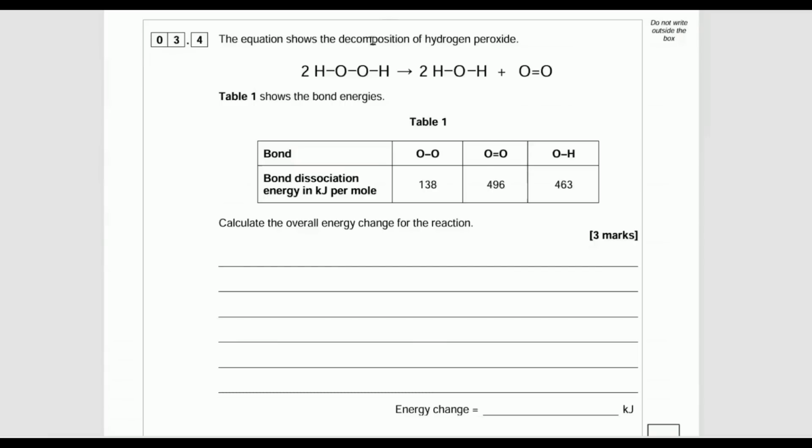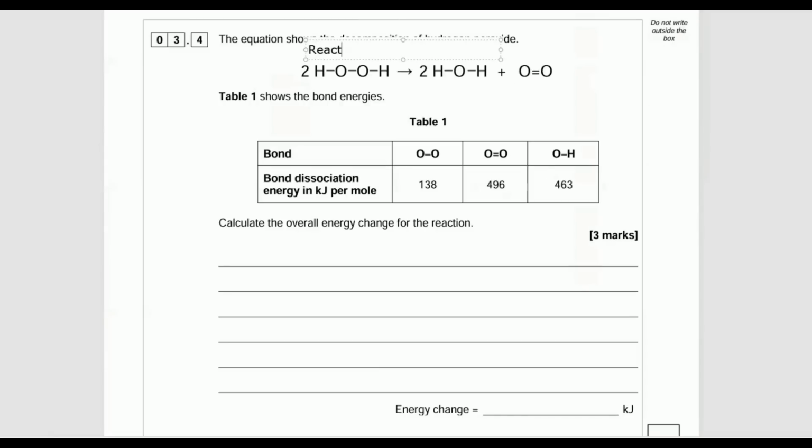3.4, the equation shows the decomposition of hydrogen peroxide. Right. Calculate the overall energy change for the reaction, 3 marks. So what you want to do here with these questions, and they can come... This is a nice simple one, but they can become a lot more difficult than this.